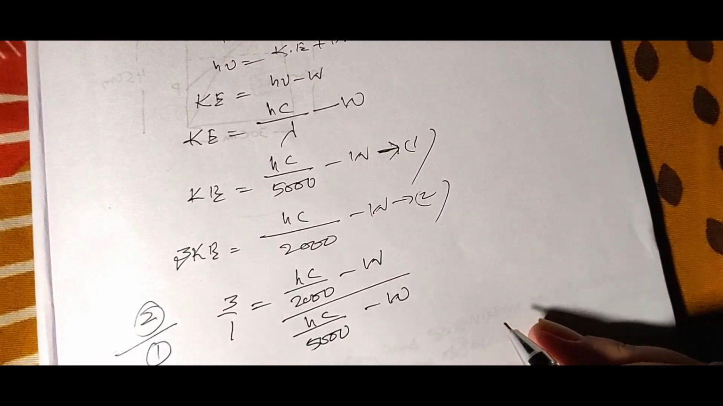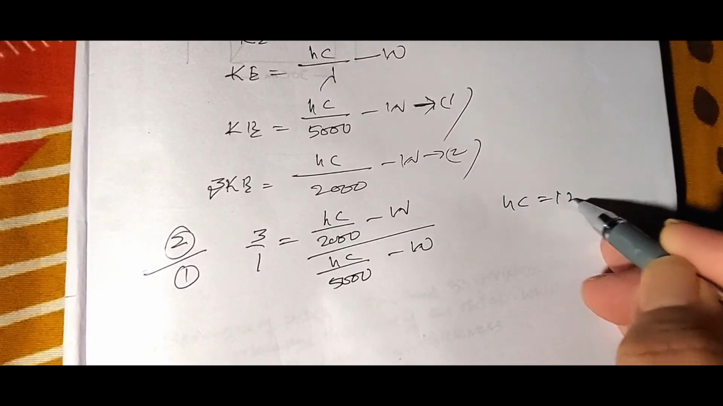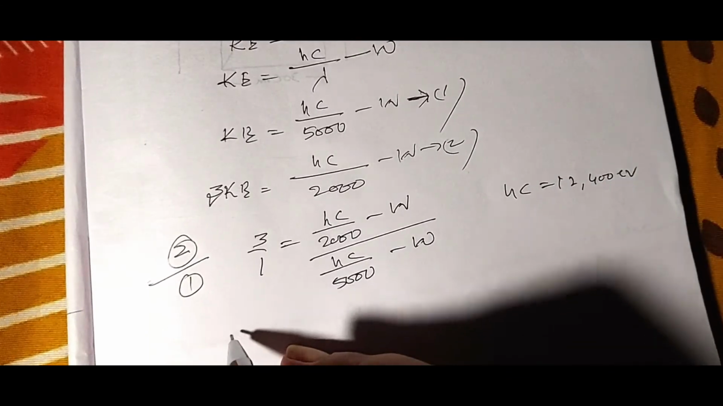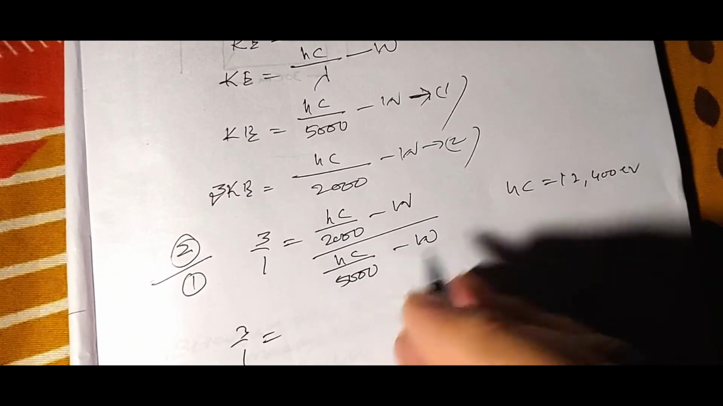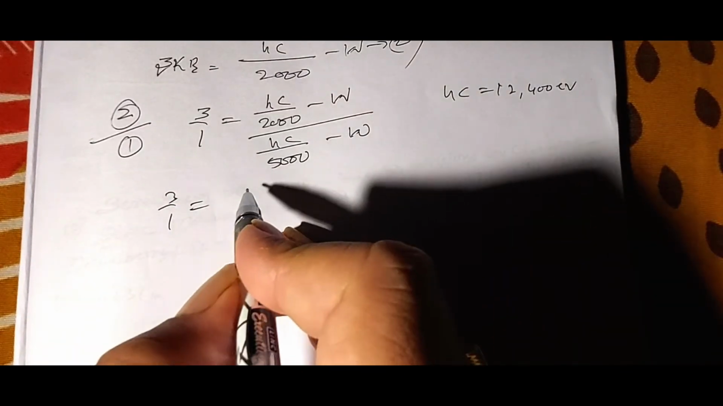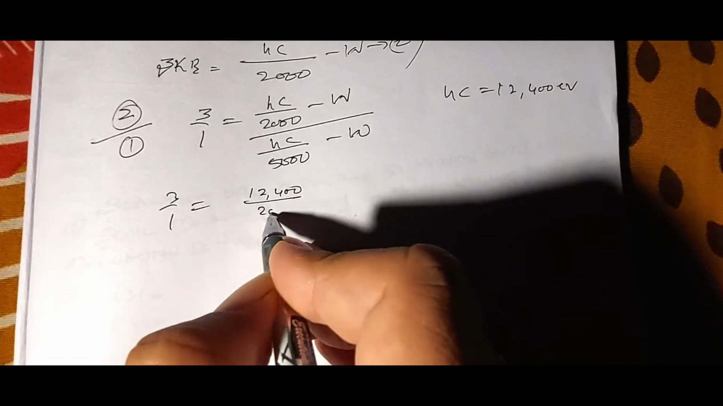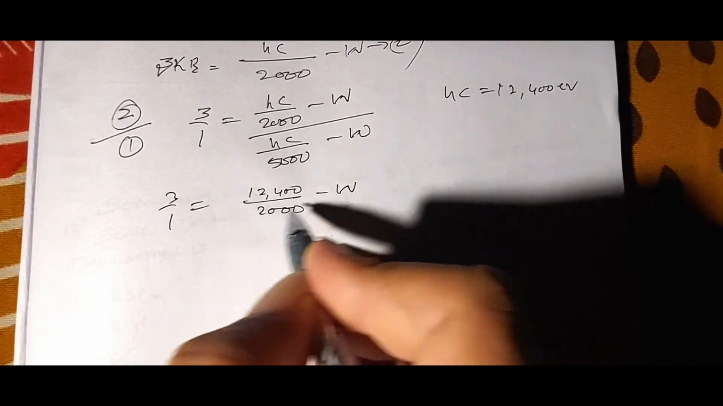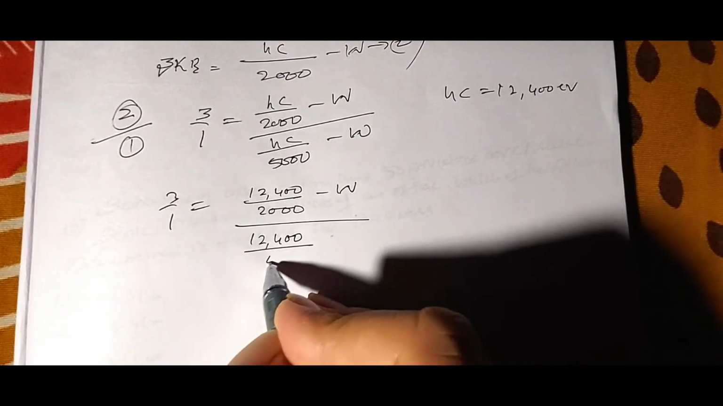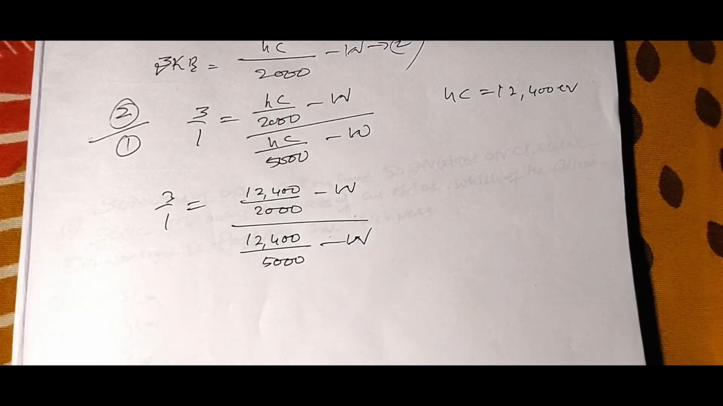What is the value of hc here? hc is equal to 12,400 electron volt. Now 3 by 1 is equal to 12,400 divided by 2000 minus W, divided by 12,400 divided by 5000 minus W.